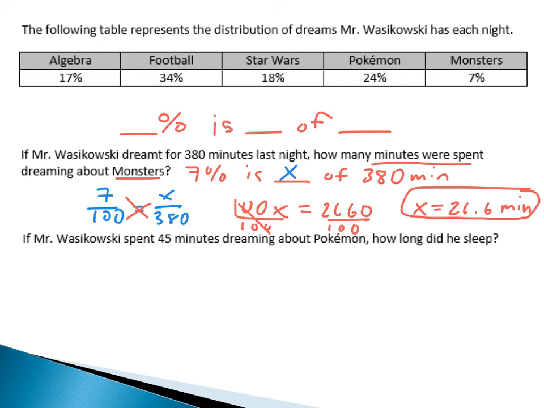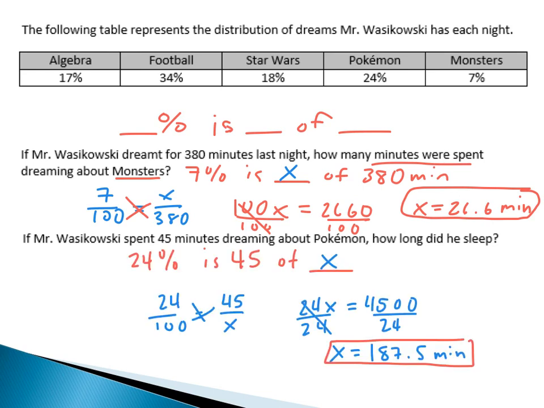All right, now I want you to try the next one on your own. So it says, if Mr. Wazakowski spent 45 minutes dreaming about Pokemon, how long did he sleep? Okay. So I'm not talking about last night where I said I dreamt 380 minutes. This is a completely new problem. I spent 45 minutes dreaming about Pokemon. So this was my dream. Does not mean I slept for 45 minutes. Percent-wise, use the table. Pokemon's up here. I want to know how long did I sleep? So what was the total amount of sleep I have? So think about the percent, the is, and the of. Okay, so give this a quick pause. See if you can write it down, figure it out, go.